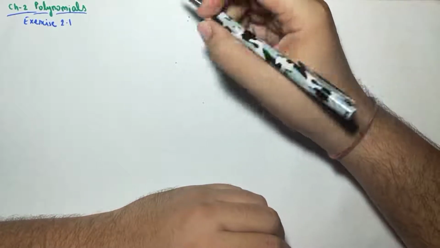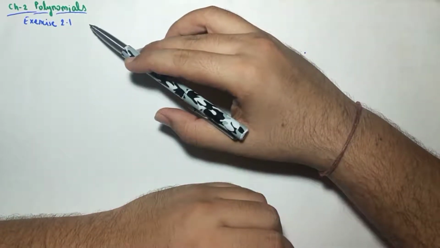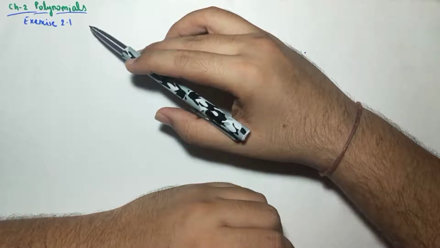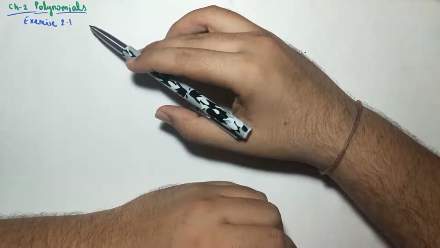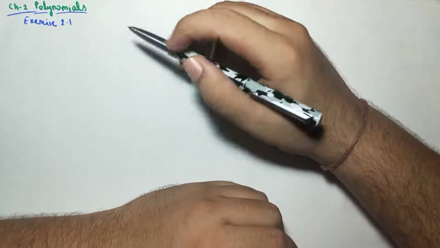Our today's topic is exercise 2.1 of the chapter Polynomials from 9th standard NCERT textbook. We are starting this chapter from exercise 2.1 today.